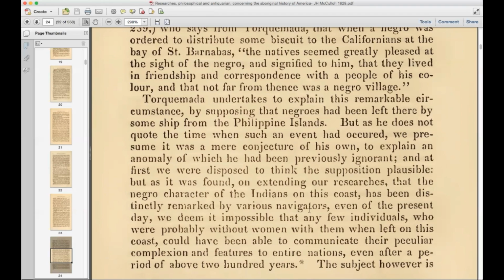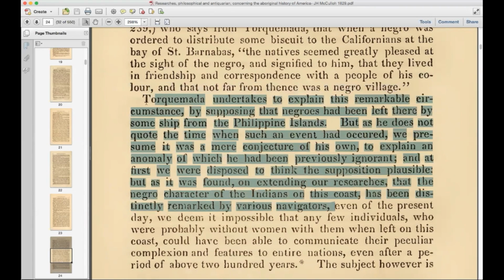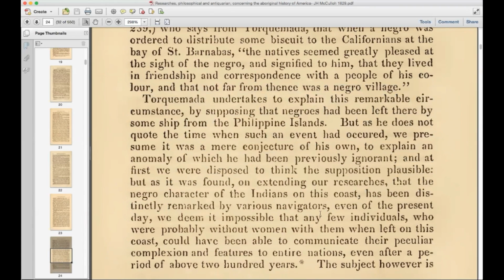But after extending his research, right, that the Negro character of the Indians on this coast has been distinctly remarked by various navigators. It's all over the historic records. They found you when they came here and they wrote it down. And I've been showing you this, especially in my other series, from Indigenous American to African American. Showed you a lot of references, books, different navigators, as he calls them, letting you know who was here.